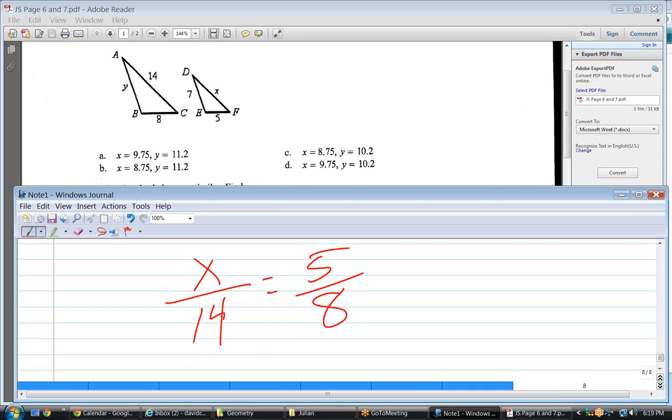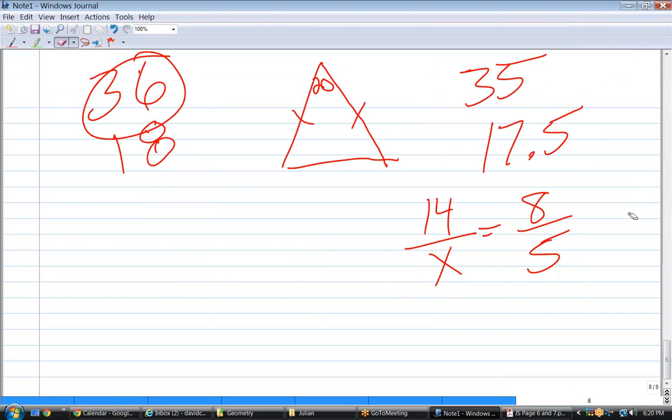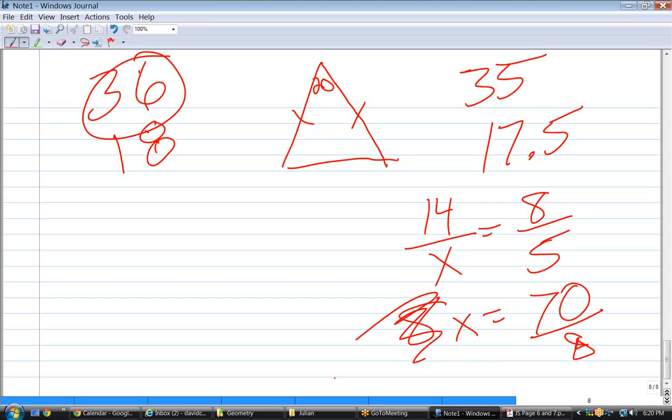Done. If we had 14 over x equals 8 over 5, which you also could have done, we can't solve it in one step. There's no way to do one multiplication and solve this. You have to cross multiply to get 8x equals 70, and now you have to do another division to get x equals 70 over 8. So if you have a choice, always put your variable in the numerator and you'll save yourself one step.